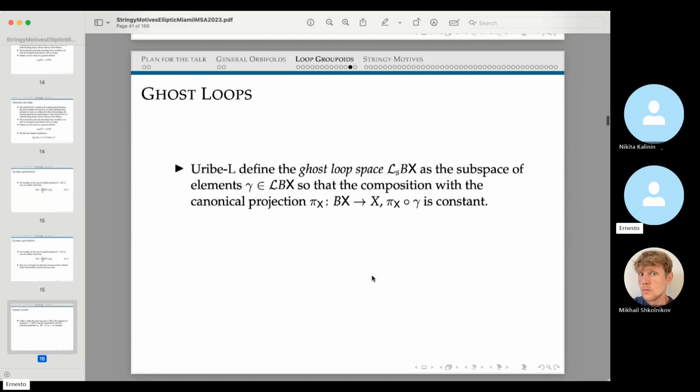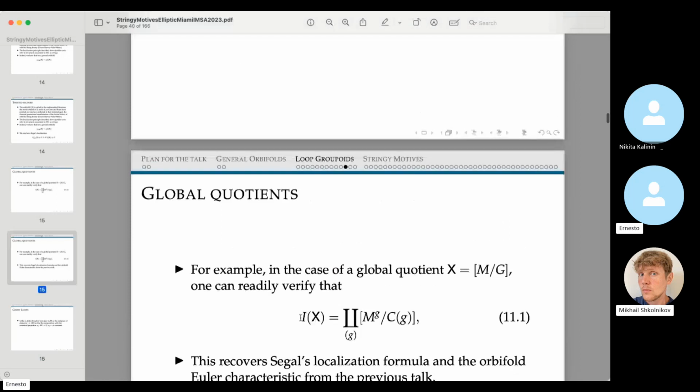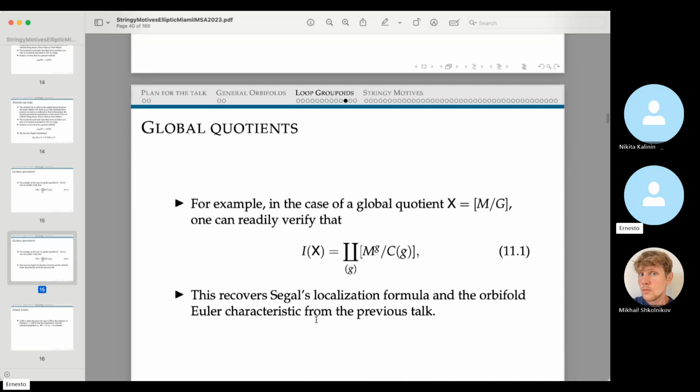Let me just say that this inertia has a classifying space as well, BIX. So one would like to know what BIX is. That is the disjoint union of the Borel constructions of all these group actions. This is the centralizer of G. Sorry if I didn't say it. The centralizer is the ones that commute with G.